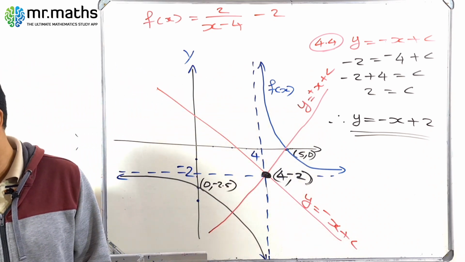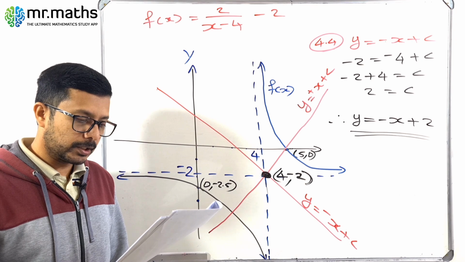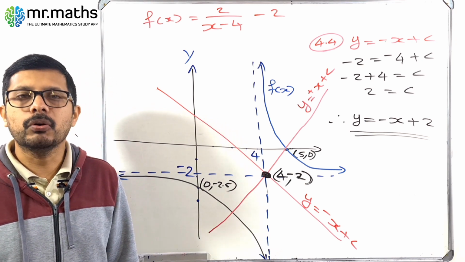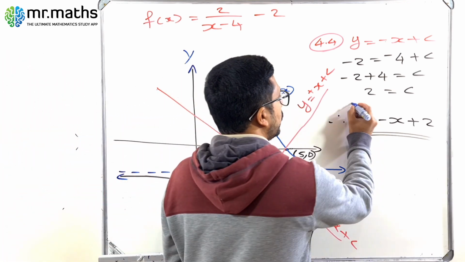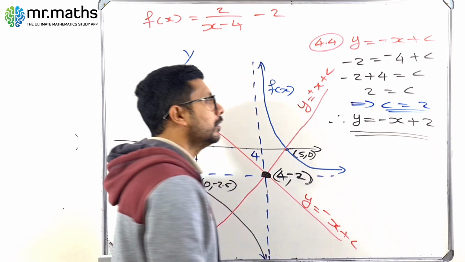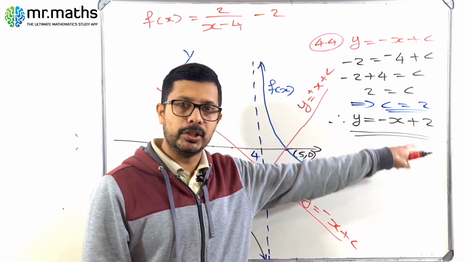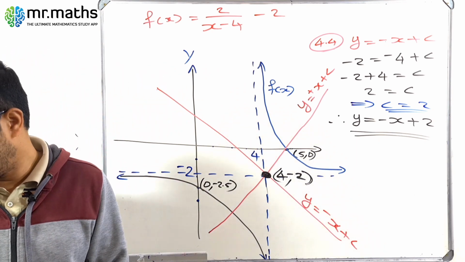Look at question number 4.4 once more. The line y is equal to minus x plus c is the axis of symmetry of f. Determine the value of c. Oh, okay, you just want to find the value of c. So what is the value of c? It implies that the value of c is equal to 2. This is the answer, or this one is the equation of the axis of symmetry having negative gradient. Okay. So that is question number 4.4.